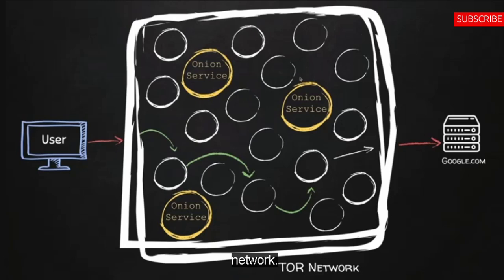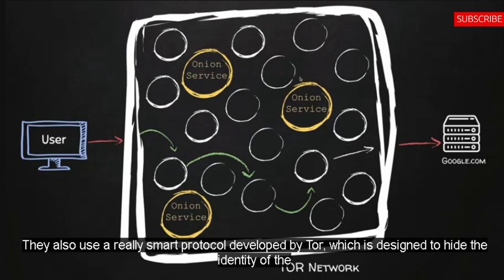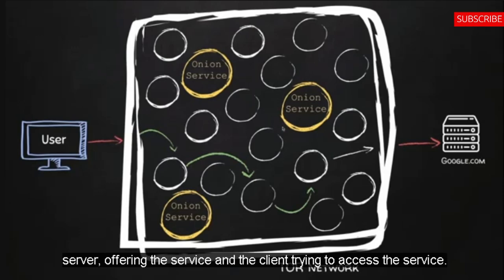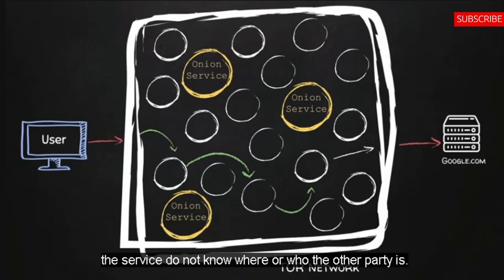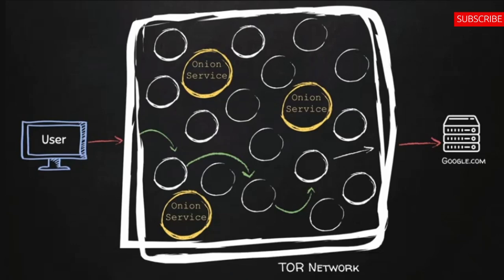within the Tor network. They also use a really smart protocol developed by Tor, which is designed to hide the identity of the server offering the service and the client trying to access the service. So whenever you try to access a Tor service at any point of time, both the client and the server offering the service do not know where or who the other party is.